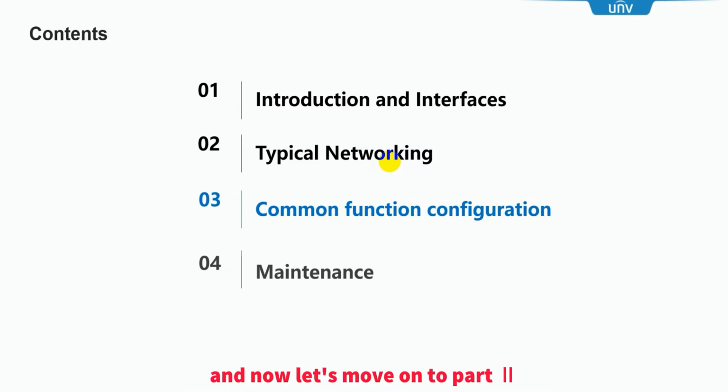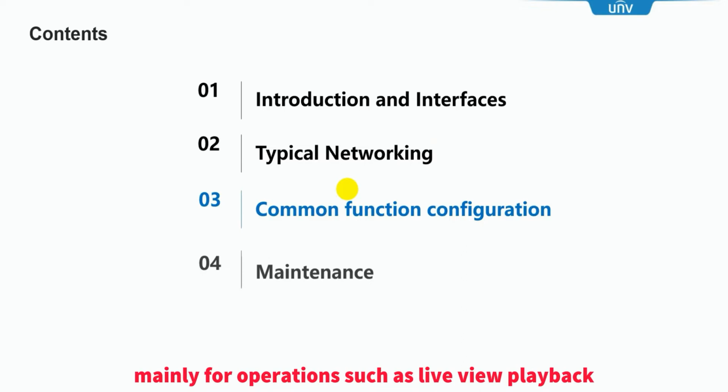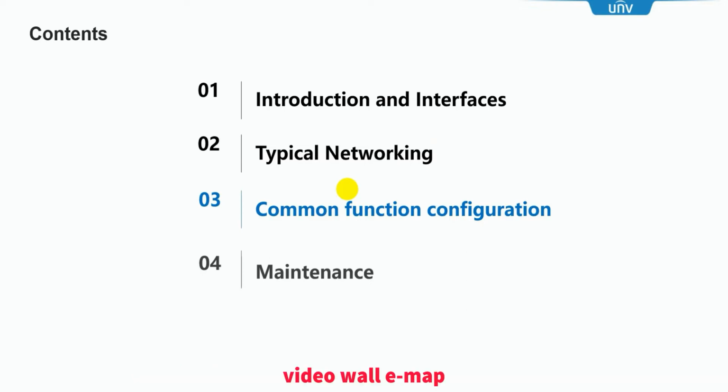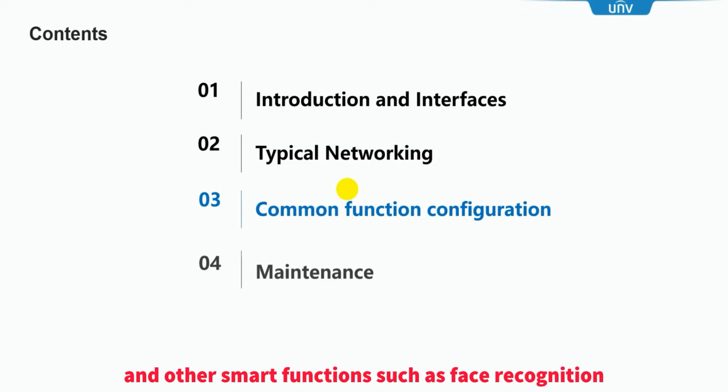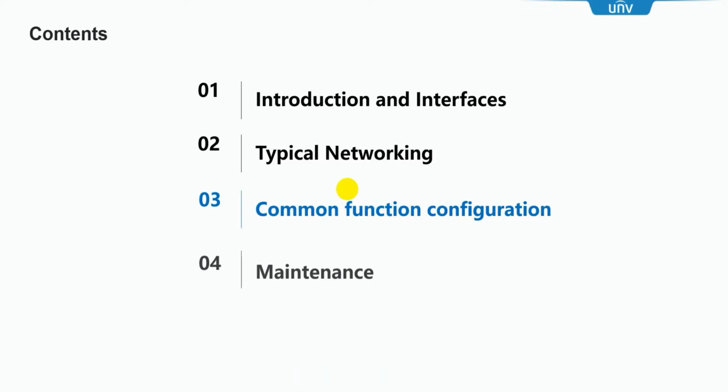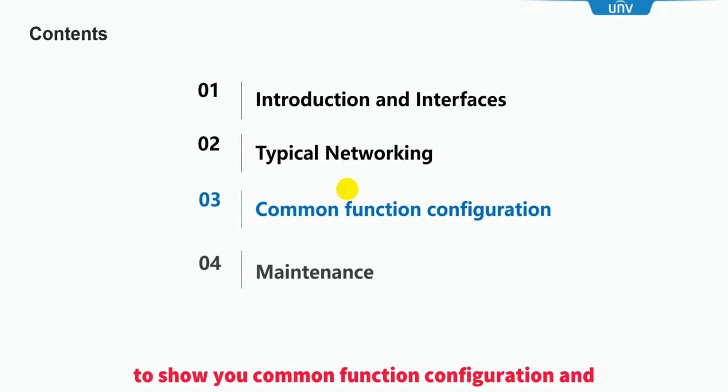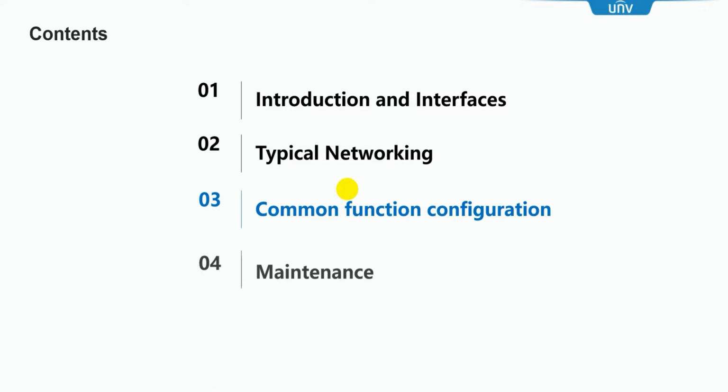And now let's move on to part 2, demonstration of VMS software platform. There are 2 ways to access VMS platform. The first one is web access, mainly for configurations and maintenance. And the second is CS client software, mainly for operations, such as live view, playback, video wall, EMAP, and other smart functions such as face recognition. I will log in web browser first to show you common function configuration and maintenance.